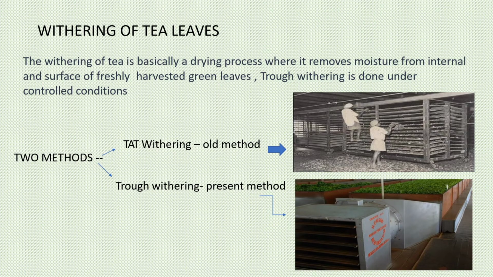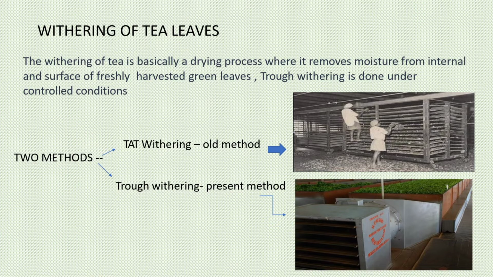Withering of tea leaves. See, once the leaves are plucked, they are fresh and green, right? So we don't consume fresh and green leaves as tea. We need the dried tea, that is dried tea leaves. So withering has to be done. Withering is basically the drying process. So you cannot simply put the leaves in an open area and let them dry. No, the dust particles, everything, it's not hygienic.